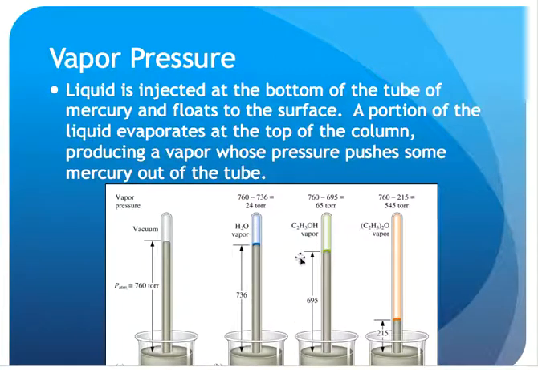I could do this again with an alcohol. I could inject my alcohol down here at the bottom, and again, it would float up to the top of the mercury. And then I could do it to this other molecule here. And if you notice, I've got 3 different amounts of space up here. And that tells me a lot about how much vapor each of these molecules would produce.